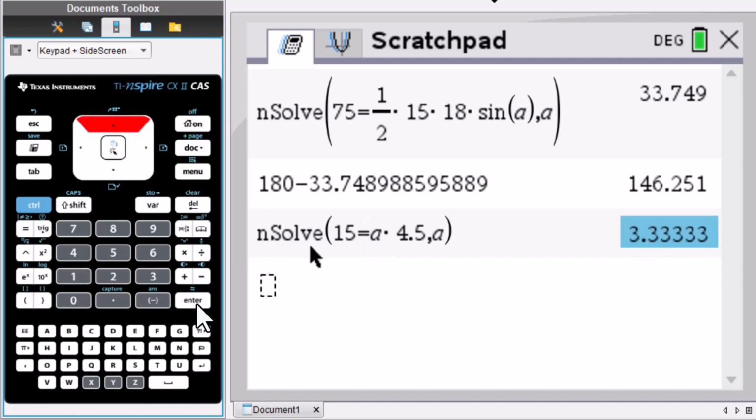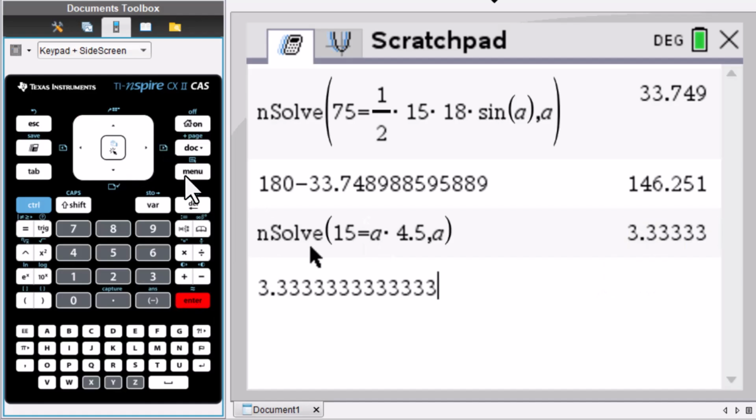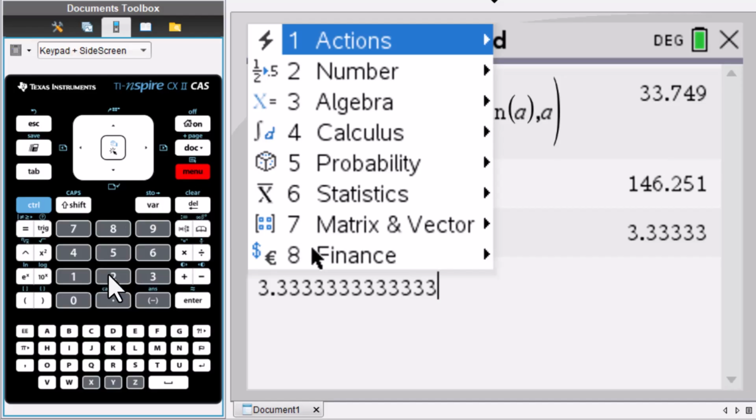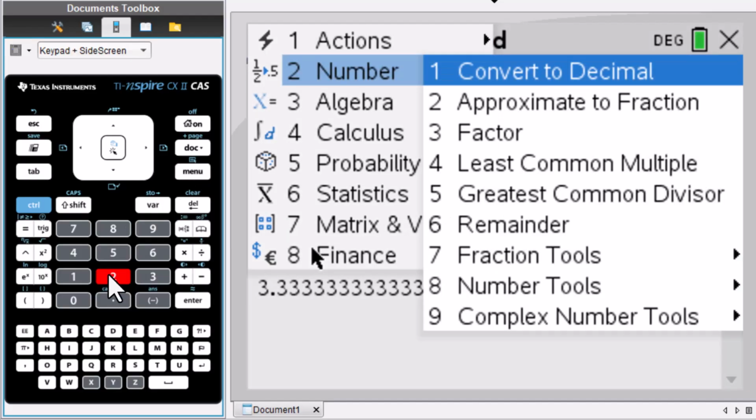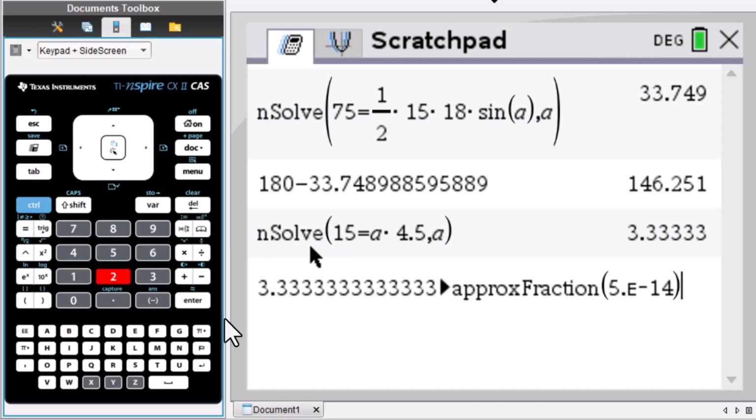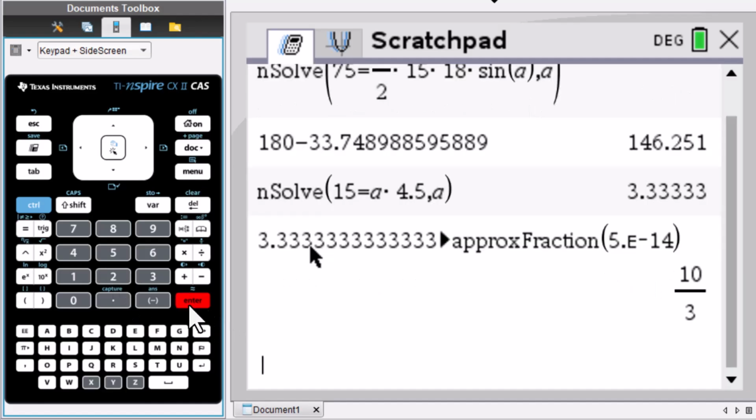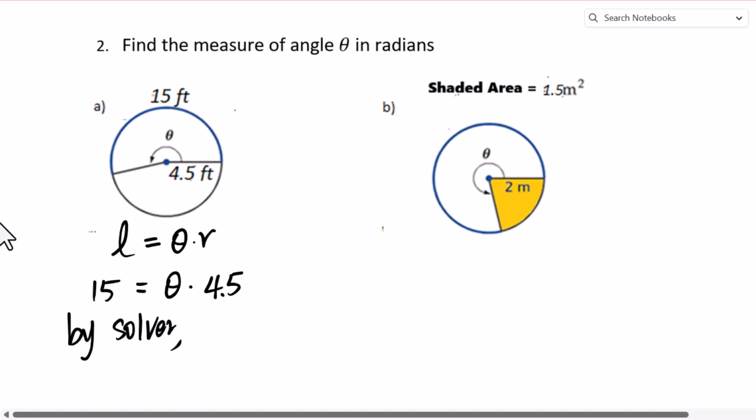Pull up, going down. Then go to menu, go to 2. Change this into fraction. Enter. We got 10 over 3 as the accurate answer. By solver, theta equals 10 over 3.